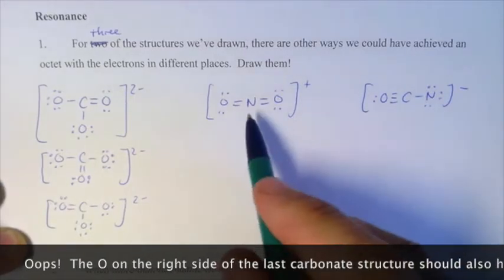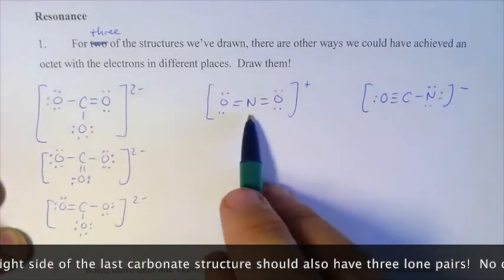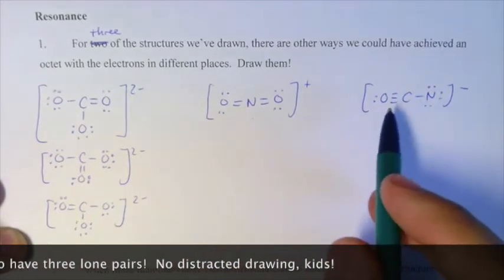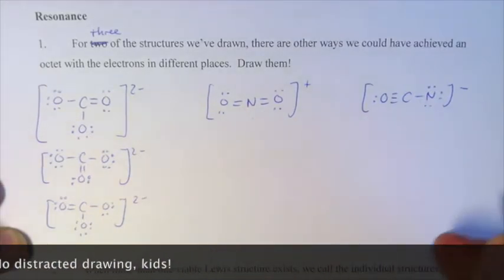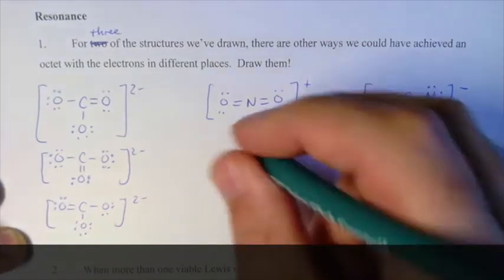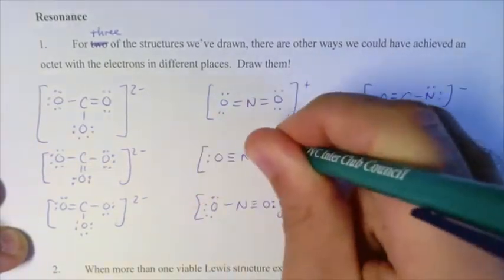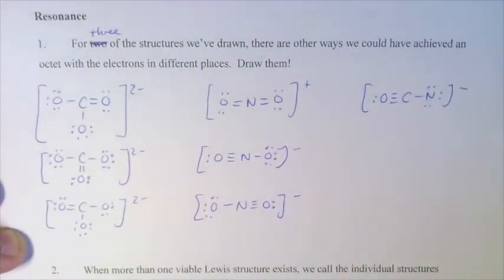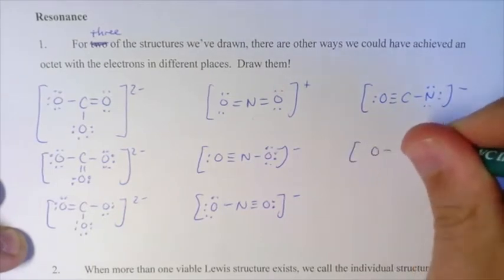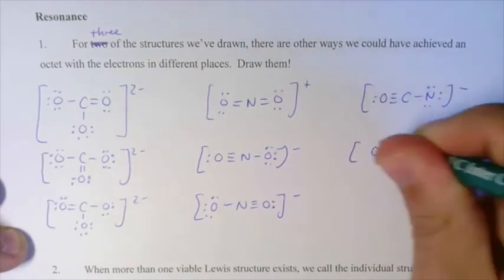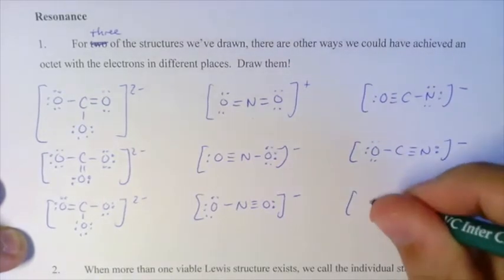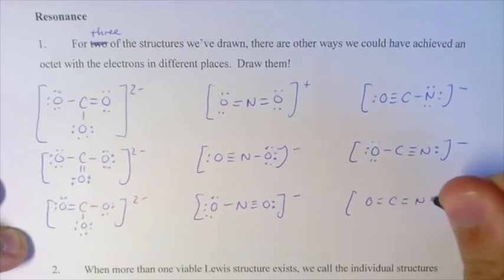By the same token, we mentioned as we were doing these two that we had the option of either putting double bonds on both sides or a triple bond on one side and a single on the other. Well, let's go ahead and fill in the other possibilities. So there are possibilities for the NO2 plus ion, and similarly over here, we could put the triple bond to the nitrogen, or we could put double bonds on either side.